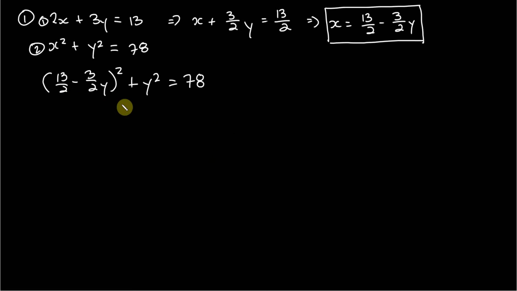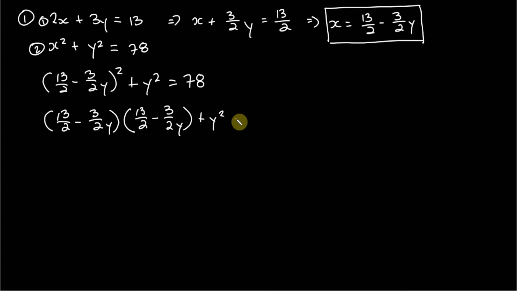What I will do now is FOIL this out. It's 13 over 2 minus 3 over 2y, and I'm going to FOIL it out. So we've got 13 over 2 minus 3 over 2y times 13 over 2 minus 3 over 2y. And of course we still have this plus y squared term, and all of it is set to equal 78. So we're going to FOIL all of this out now.